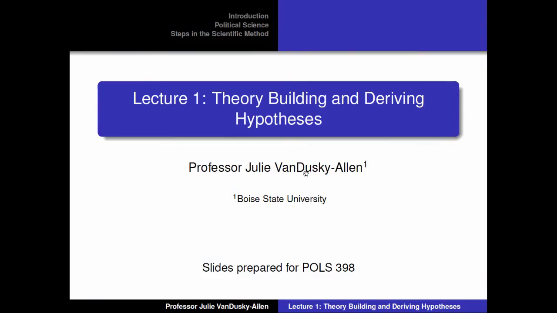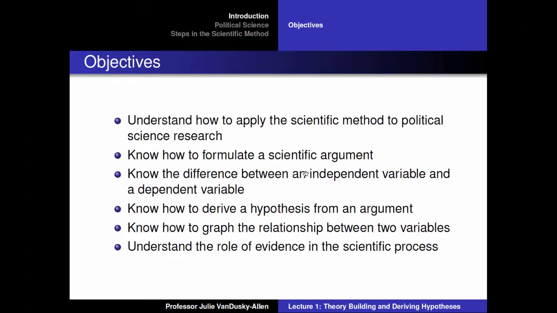This is Lecture 1, Theory Building and Deriving Hypotheses. By the end of this lecture, you should be able to understand how to apply the scientific method to political science research, know how to formulate a scientific argument, know the difference between an independent and dependent variable, know how to derive a hypothesis from an argument, know how to graph the relationship between two variables, and understand the role of evidence in the scientific process.